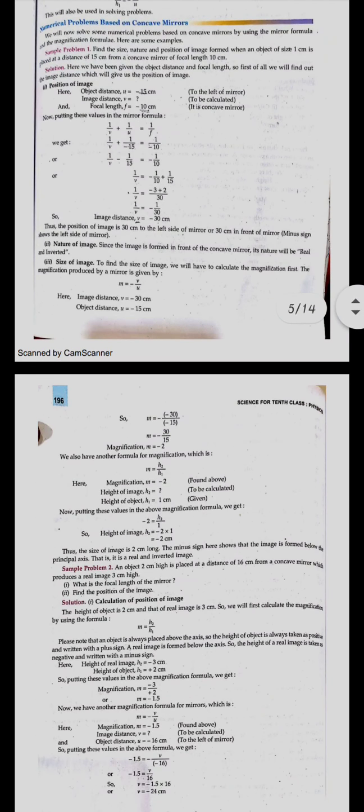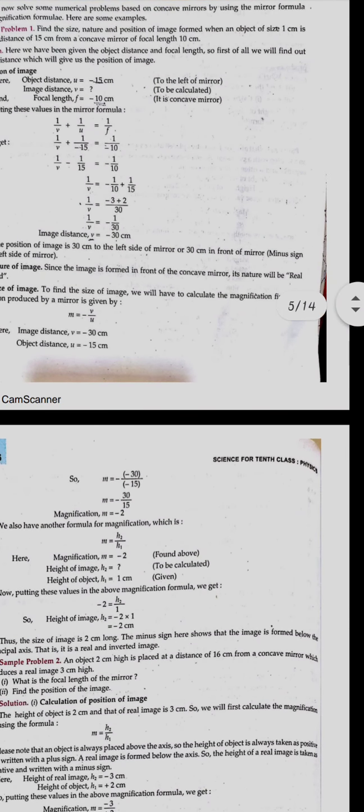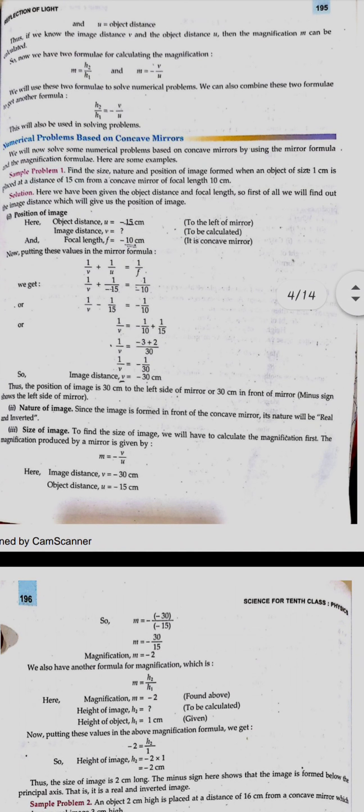And we have seen the numericals related to this mirror formula in the last class also, but only for concave mirrors. If there is a numerical question, then it is always asked what is the nature and the size of the image. For that we will be using the mirror formula, and for the size and the nature of the image we will be using magnification also.